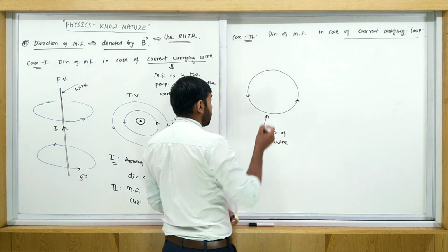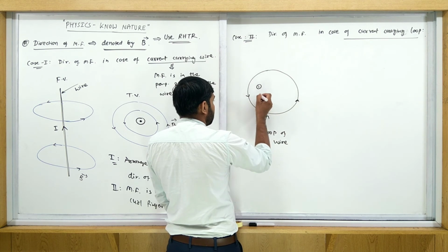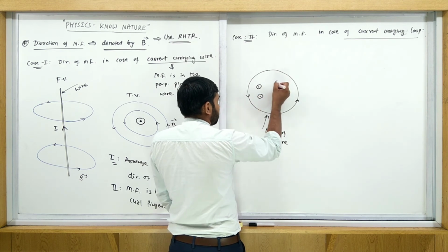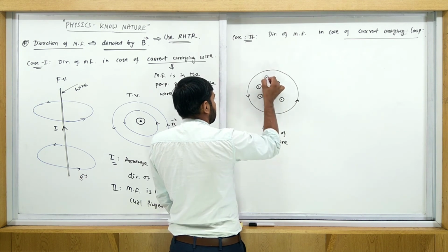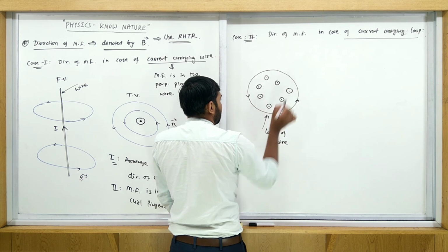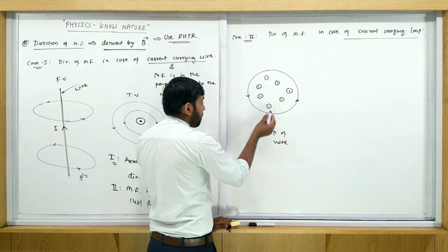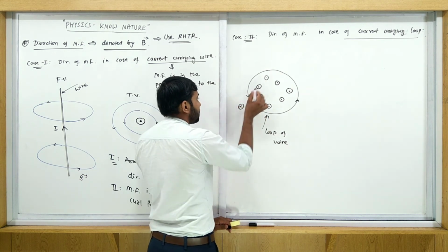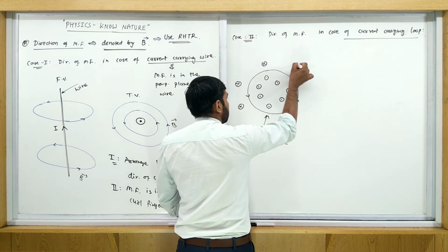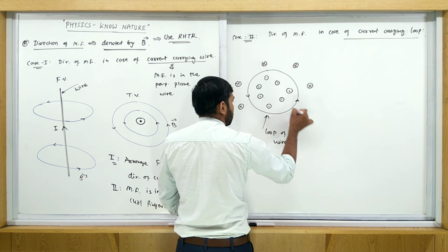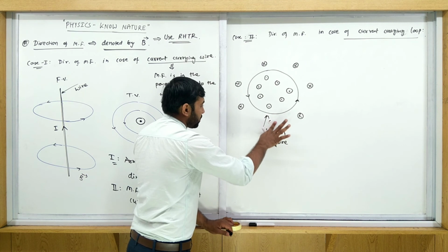So in this situation, the magnetic field in inside region it's outside. Like this. Then in the outer region it is inside. Do you understand?